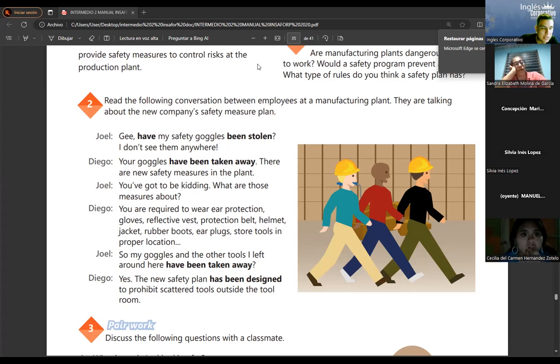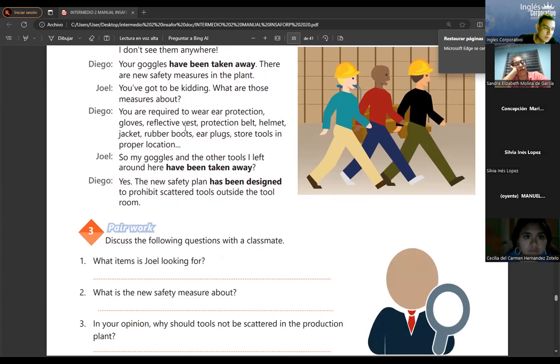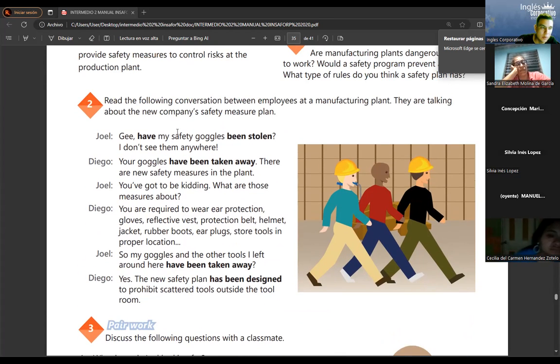Scattered tools outside the tool room. Okay, acá estoy utilizando el passive voice, el passive voice, pero en la forma del presente perfecto. Vamos a estudiar esa estructura. Okay, the passive voice in the present perfect.